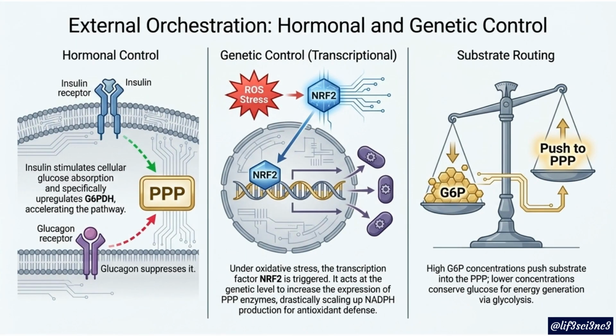Beyond internal automation, the pathway responds to external orchestration. Hormonally, insulin stimulates glucose absorption and directly upregulates G6PDH expression to accelerate the pathway, while glucagon suppresses it. At the genetic transcriptional level, severe oxidative stress triggers the transcription factor NRF2. NRF2 migrates to the DNA to radically increase the expression of downstream PPP enzymes, scaling up defense exactly when a threat arrives. Finally, substrate routing plays a role. A high local concentration of G6P physically pushes raw material directly into the shunt.